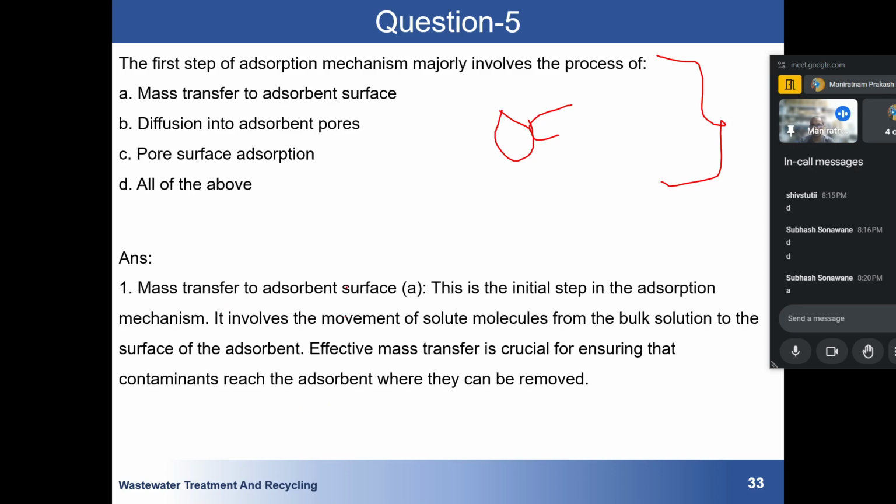So mass transfer is the initial step in the adsorption mechanism. It involves the movement of solute molecules, that is dissolved ions, from the bulk solution to the surface of the adsorbent. This is our adsorbent surface, and particles are here and there, everywhere. So the molecule will move from here to the surface of this adsorbent. Effective mass transfer is crucial for ensuring that contaminants reach the adsorbent where they can be removed. So we make sure that all the contaminants pass through the adsorbent. That's why the first step is mass transfer.